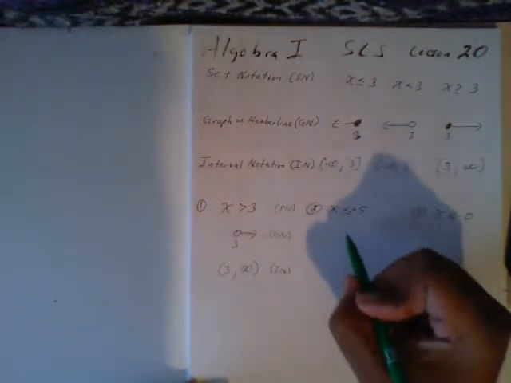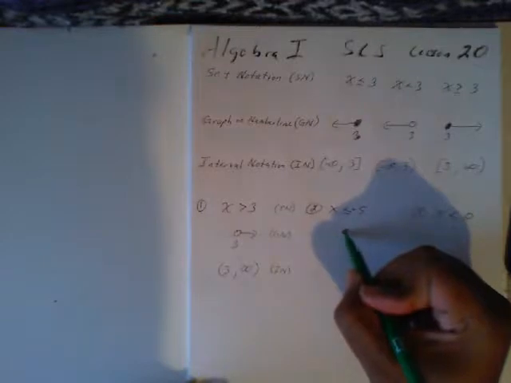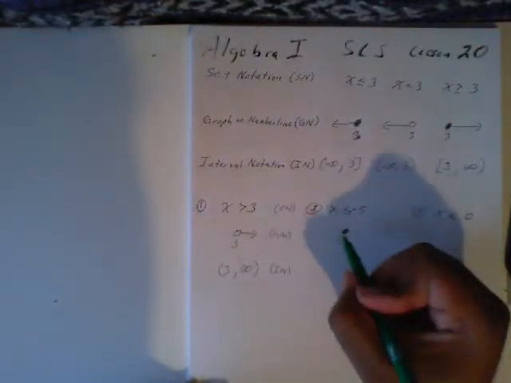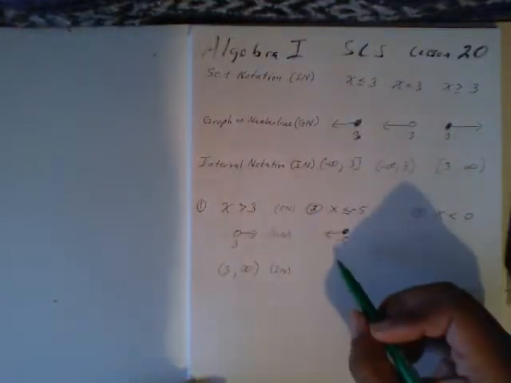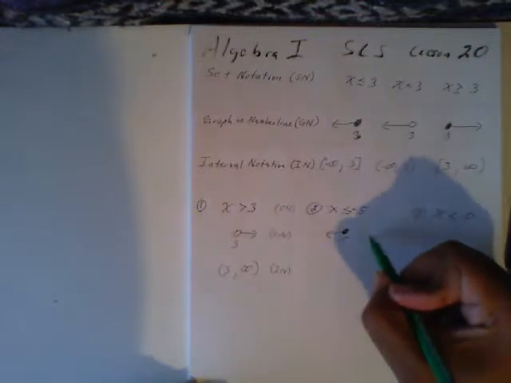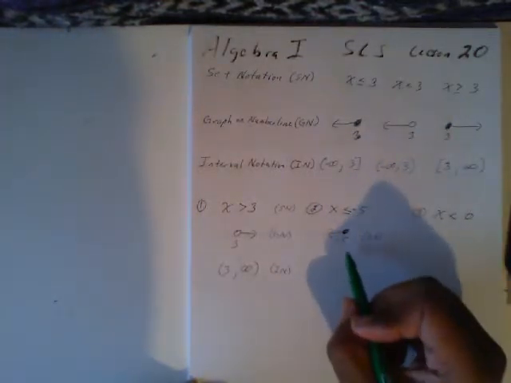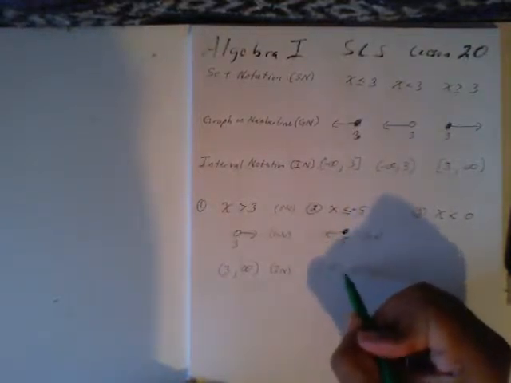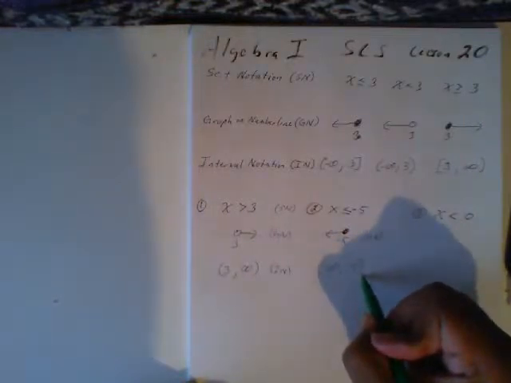Here, number 2. Here we'll be at negative 5, including negative 5. So I'm going to close the circle on negative 5. And x will be less than negative 5, so this will go to the left. Okay, and that was the graphing notation. Okay, interval notation, to the left it'll be negative infinity, and to the right it'll go only as far as negative 5, including negative 5, so we'll put a bracket.